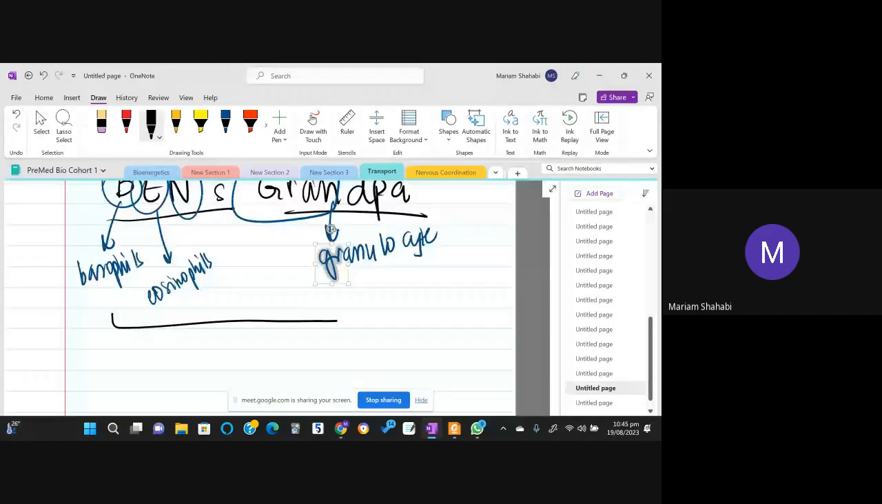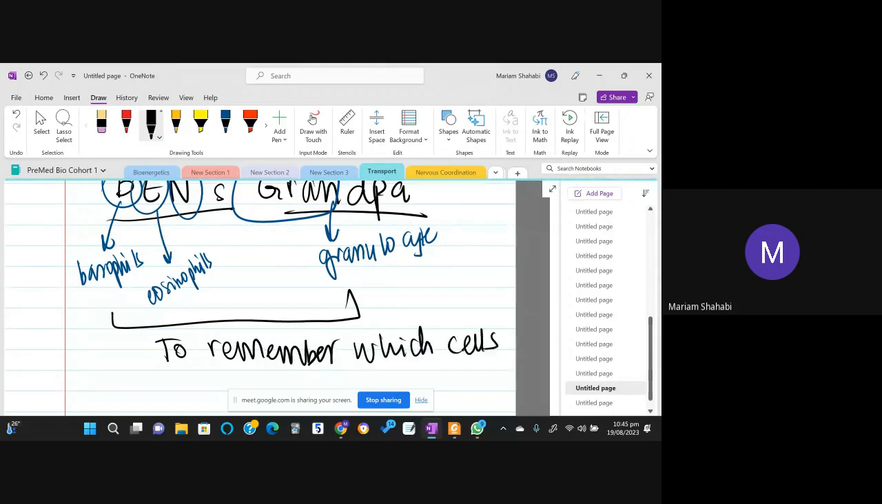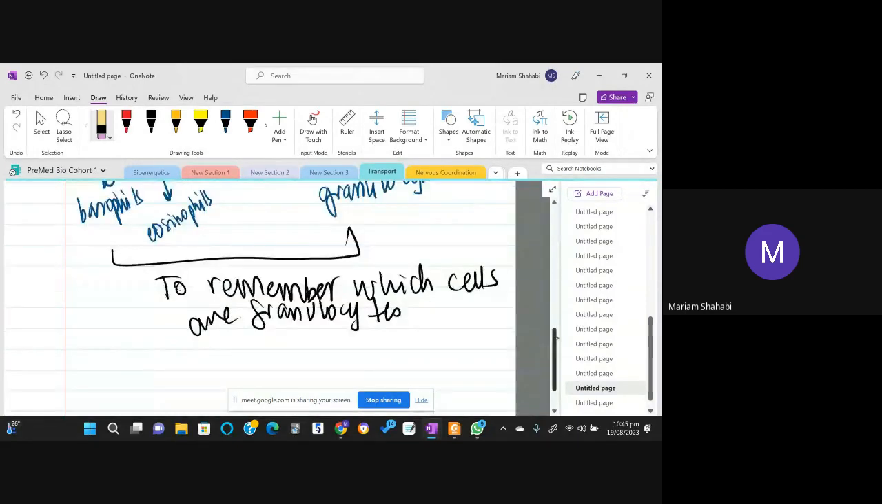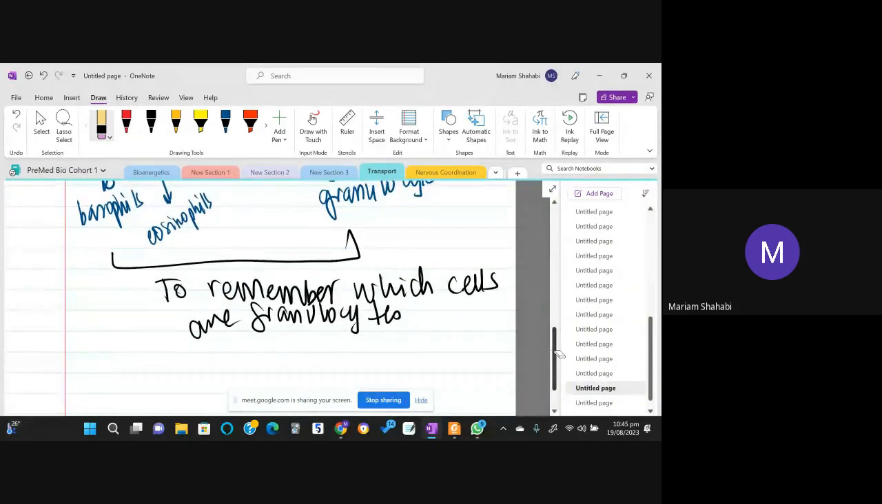Remember which cells are granulocytes? And which of them are? To just remember which are granulocytes. जब आपको पता चल जाए कि granulocytes कौन से हैं, तो जो नहीं हैं सिर्फ दो ही हैं, एक agranulocytes, वो मोनोसाइट और लिम्फोसाइट है. तो बस granulocytes याद रख लो, ये आसान तरीका है याद रखने का. ठीक है.